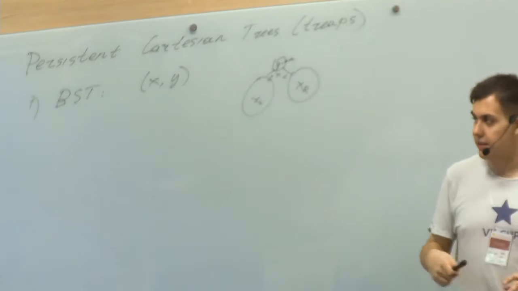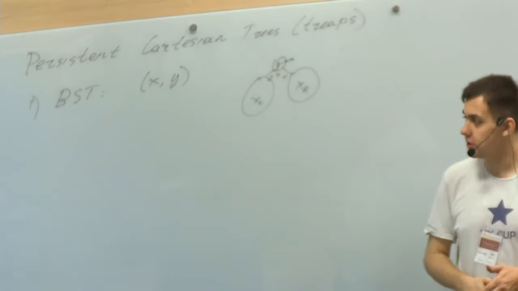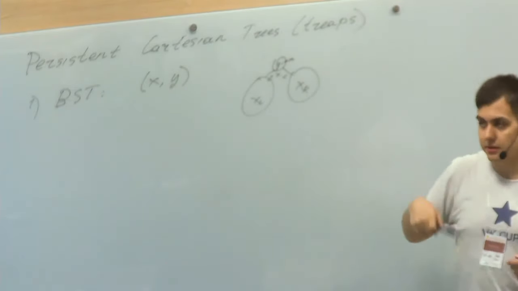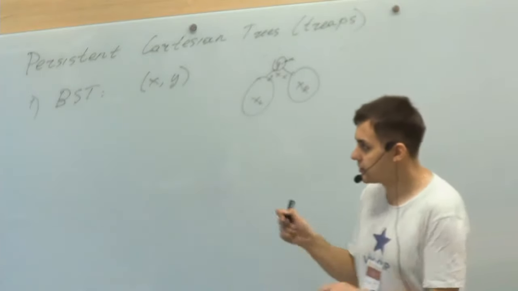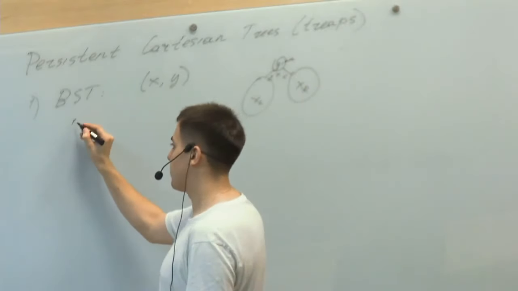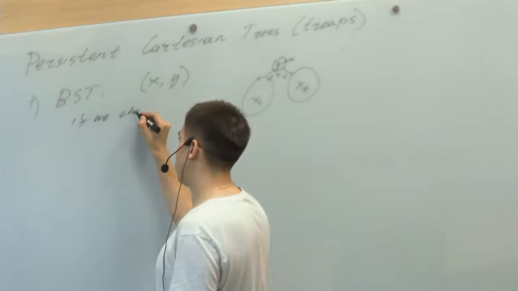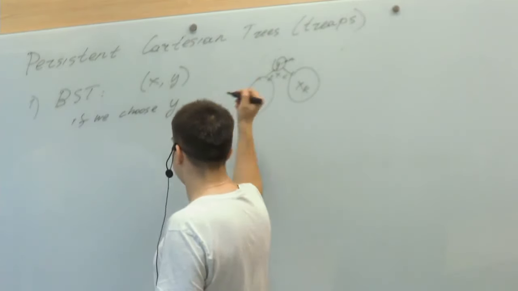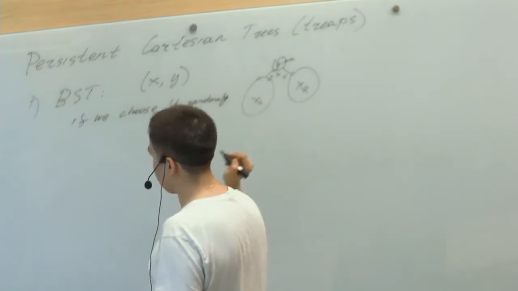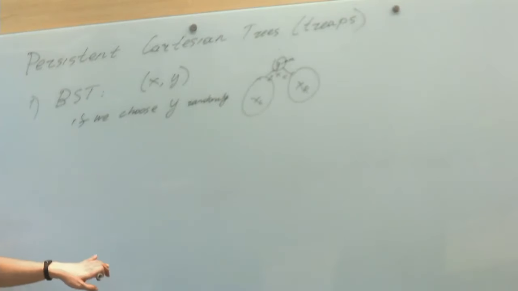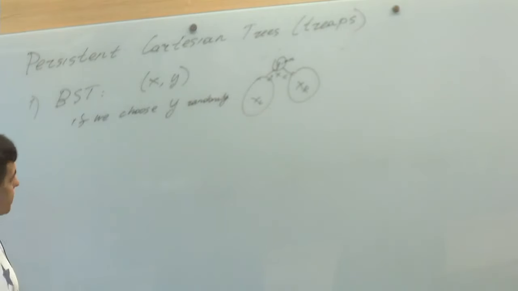It turns out that if all x's and all y's are different, this tree is unique. And if we choose y priorities randomly, then the expected depth of this tree is log n, so all the operations we can do with these trees will work in big O of log n time.